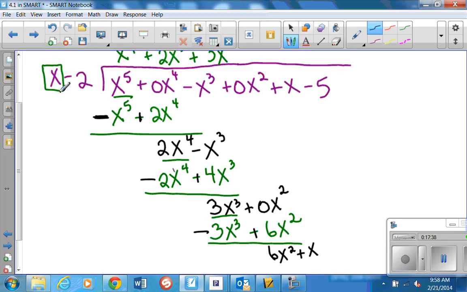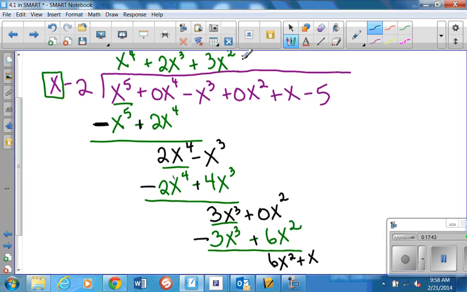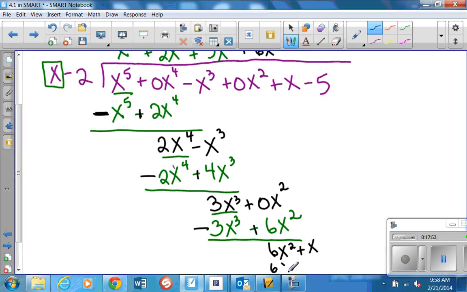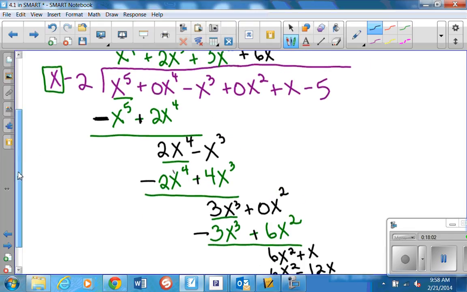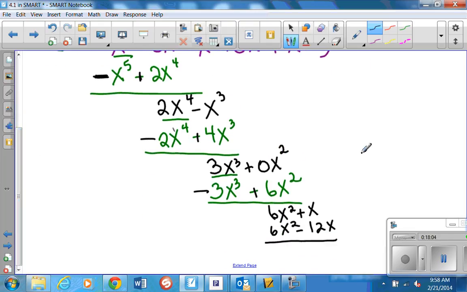Then I'll go back to x. How many times will you go into 6x squared? And that will be 6x times. 6x times x, 6x squared. 6x times negative 2, negative 12x. And I will subtract, change the sign of both of them. And I have a 13x.